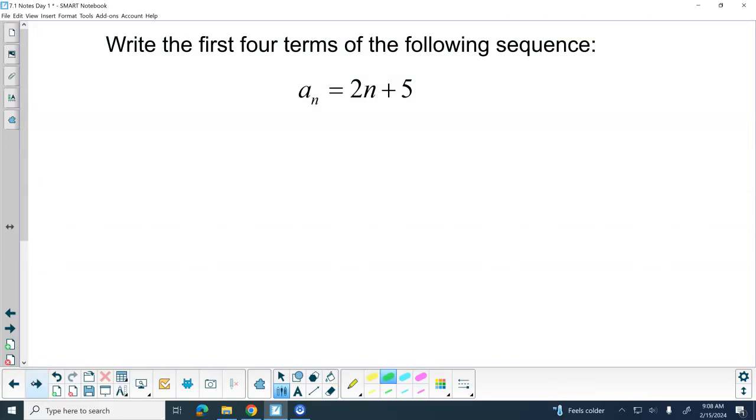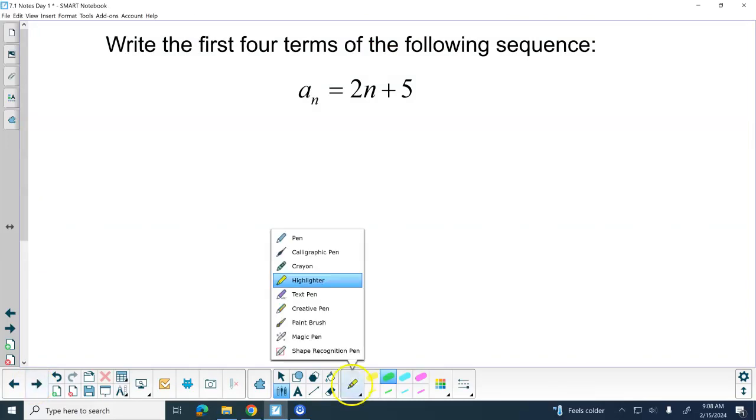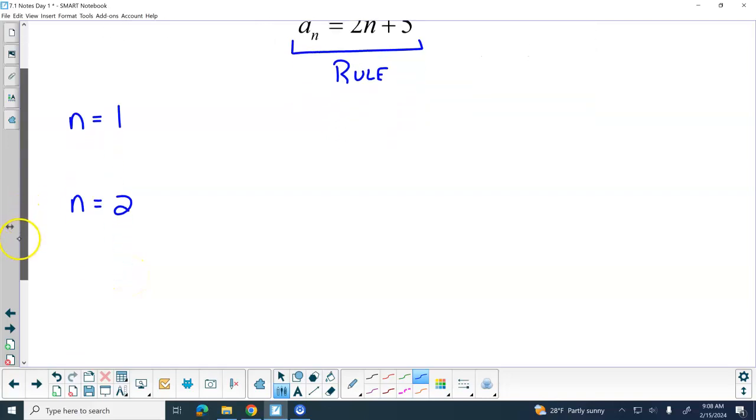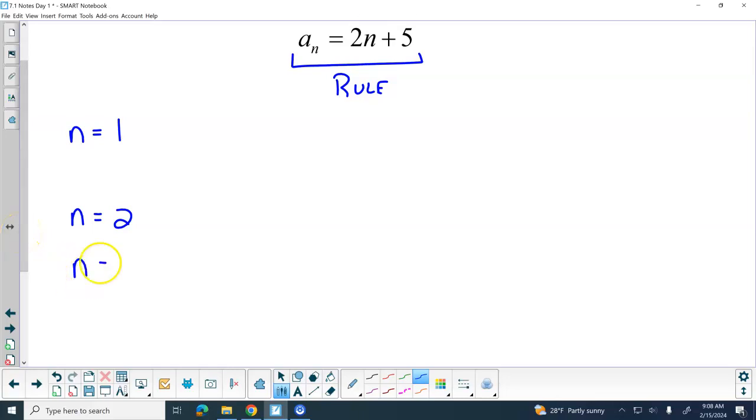So if this is my rule, and I say write the first four terms of the sequence, that means you're going to tell me what number I get if n equals 1, because that would be the first term in my sequence. Then you're going to tell me what number I get when n equals 2. Then when n equals 3. And when n equals 4. How are we going to go about doing that?